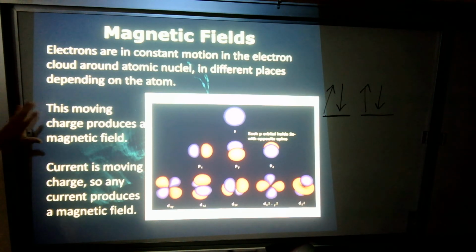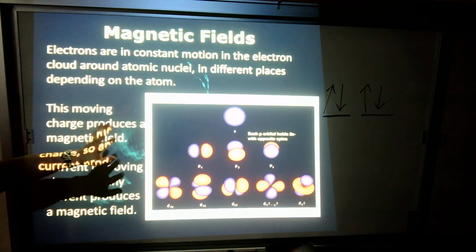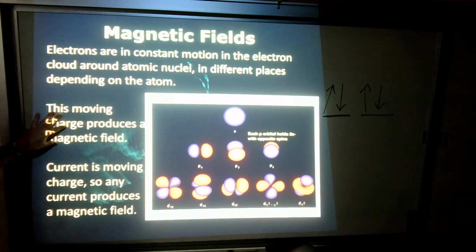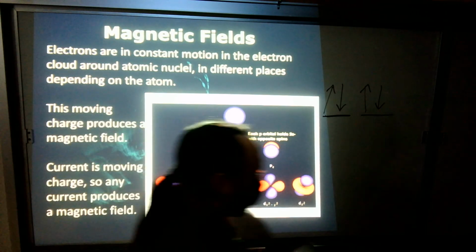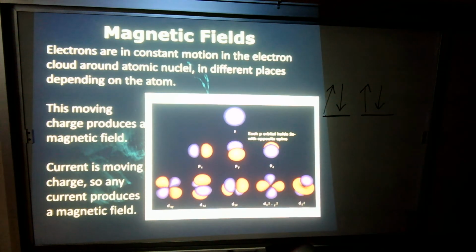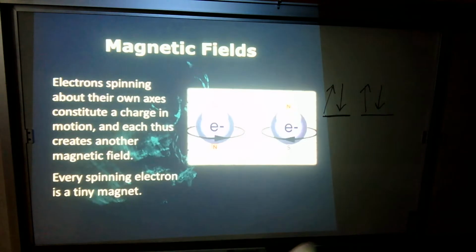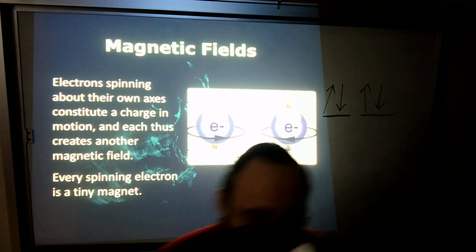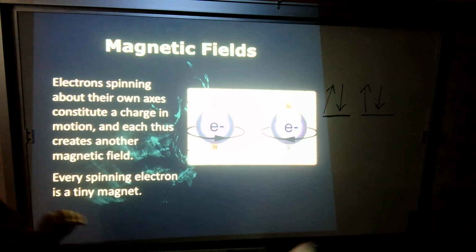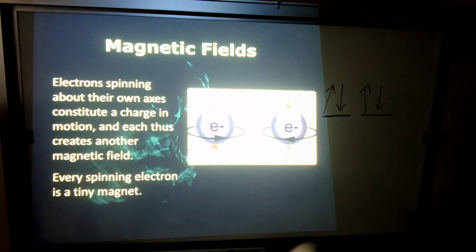Anyway, they move around in there by teleporting, and that produces a magnetic field because they're moving. That's current, because moving electrons teleporting around is current. So it makes a magnetic field. However, they also spin, and this is the important part. I think there's a question that asks what are the two ways they move inside the atom. They move around in the electron cloud, and they spin.